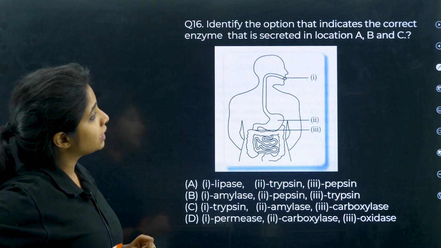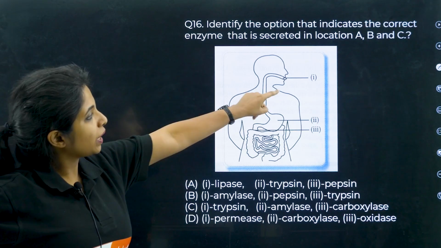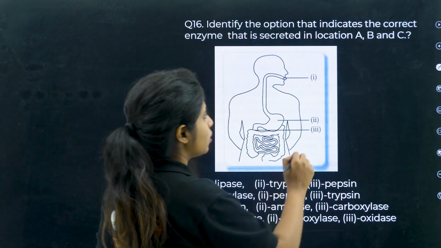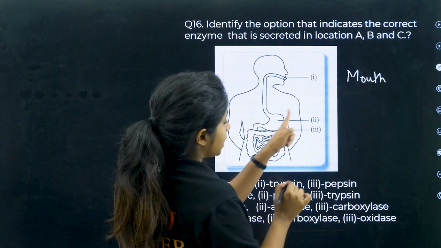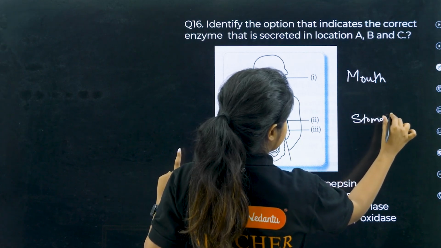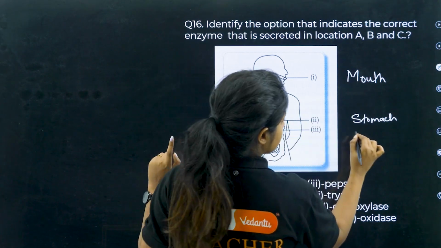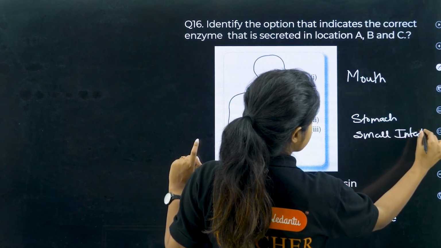Identify the option that indicates the correct enzyme that is secreted in location A, B and C. So A is mouth. Okay, so for people who do not understand what it is showing, it is mouth. I'll make it easy for you, okay. Second is stomach. Okay. Third one, suppose it is small intestine. Now you can try to find your answers.